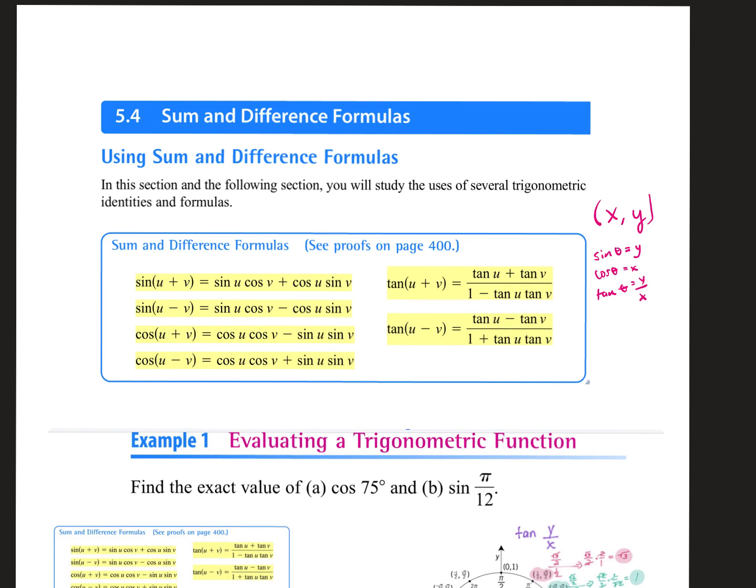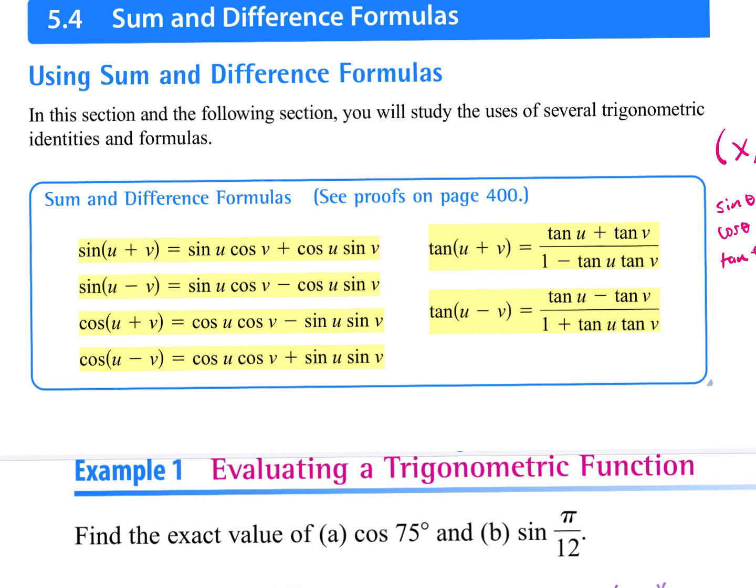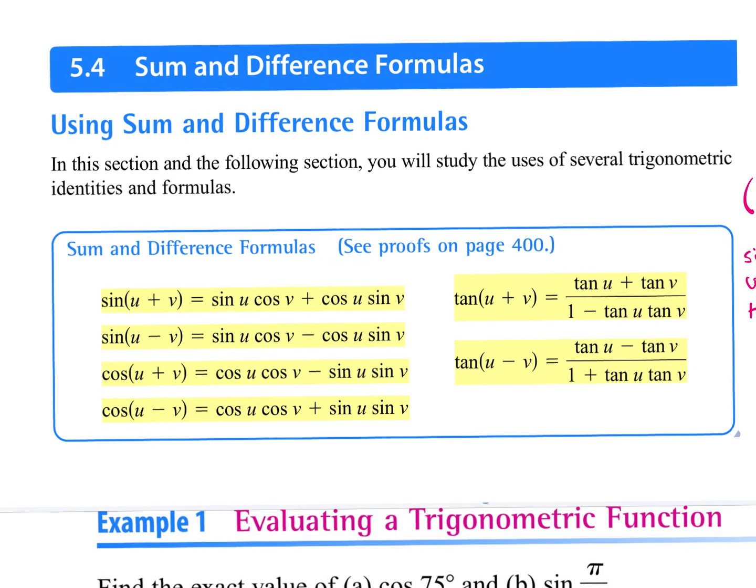This is called the sum and difference formulas. Guys, what does the word sum mean? Addition. Correct. Very good. All right, so sum means addition. And what is difference? Subtraction. Okay, perfect. Now, you guys will be given these formulas, and you'll be given the unit circle.